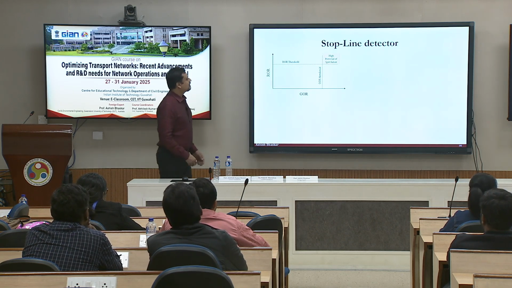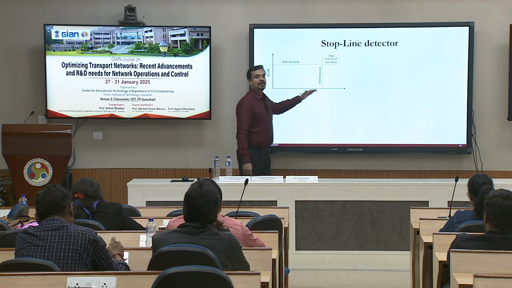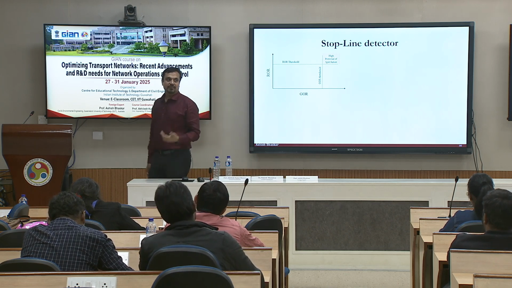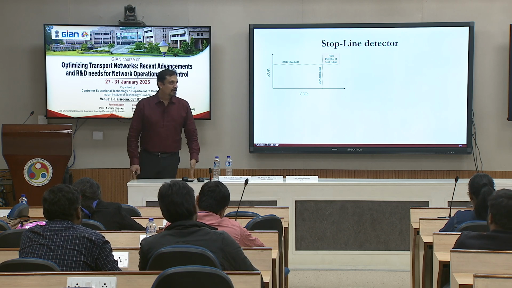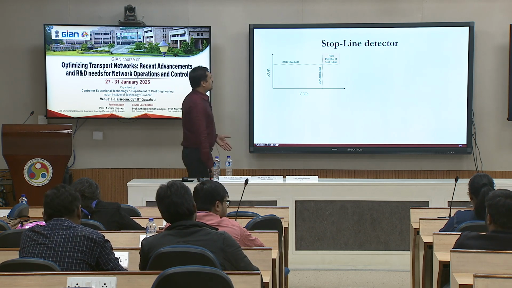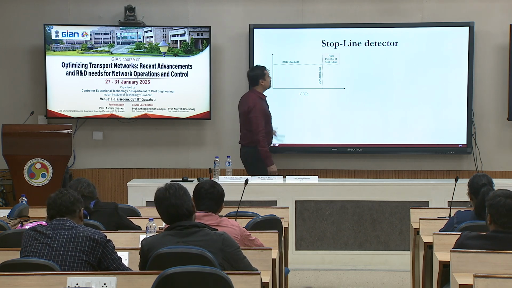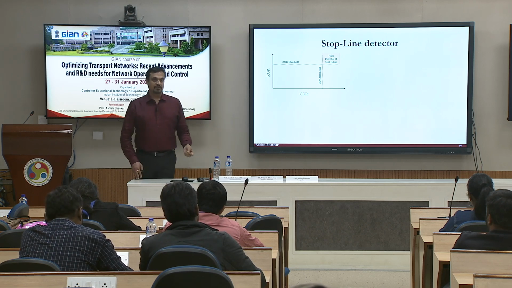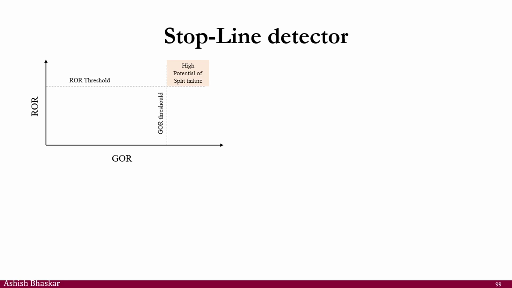So the concept here is, if I plot my GOR and ROR, the green occupancy ratio and the red occupancy ratio of the first 5 seconds. In literature they also say ROR 5, just to highlight that it is not the red occupancy for the whole time period, it is only for the first 5 seconds. Then if you think of thresholds, in this region where you have a high GOR and high ROR, it is likely that there is a green split failure. It is possible that there is a split failure.